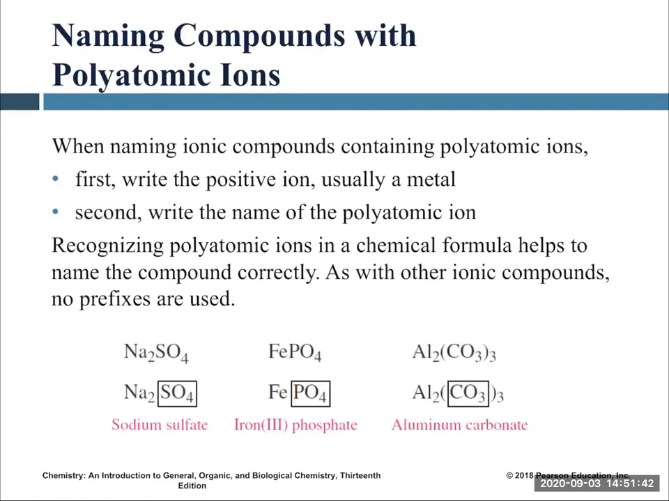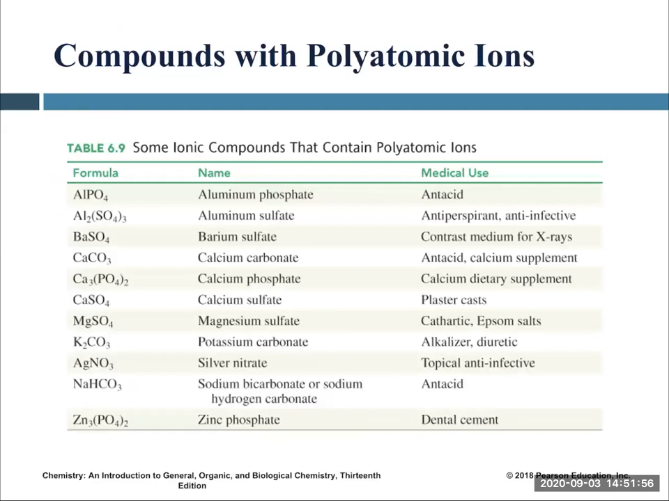So it's important that you recognize your polyatomic ions. And if you have a metal that is a transition metal, you have to tell us the charge of that metal. Here's the list again of examples of when we use polyatomic ions. They're important because they are in a lot of the chemicals we use.